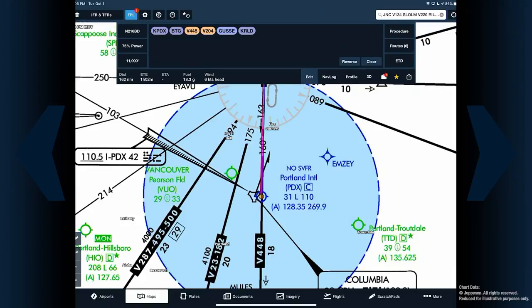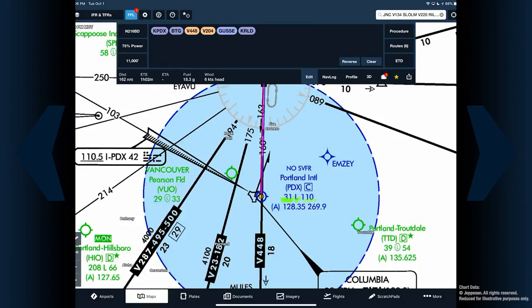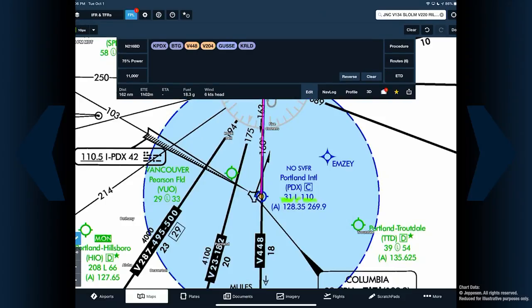PDX is the identifier. This C that you see right here means it's a Class Charlie airport. The elevation is 31 feet MSL. It is lighted essentially continuously because there is no star. The longest runway is 11,000 feet, and we'll talk about that in a second. And then ATIS can be reached on 128.35, or if you're operating in a military aircraft with UHF radios, 269.9.